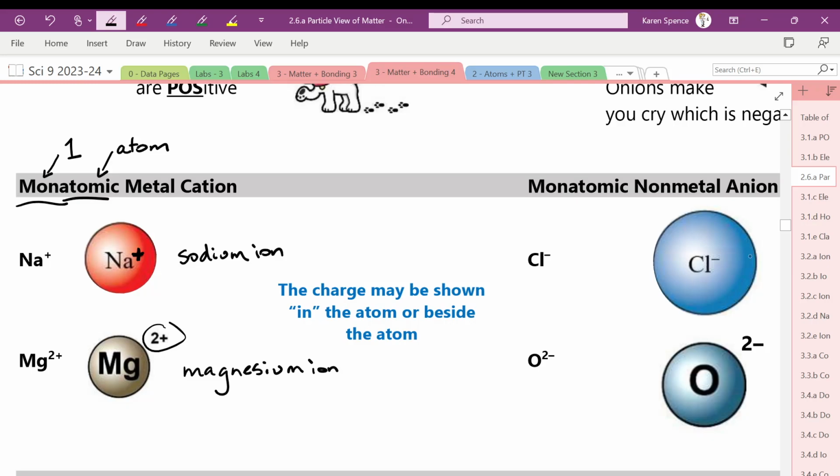You can see again with our non-metal monatomic anion, we have chloride, which is negative. We can either show the charge inside or we can show it on the outside. How do we name Cl minus? Chloride. And how do we name O2 minus? Oxide. Excellent.